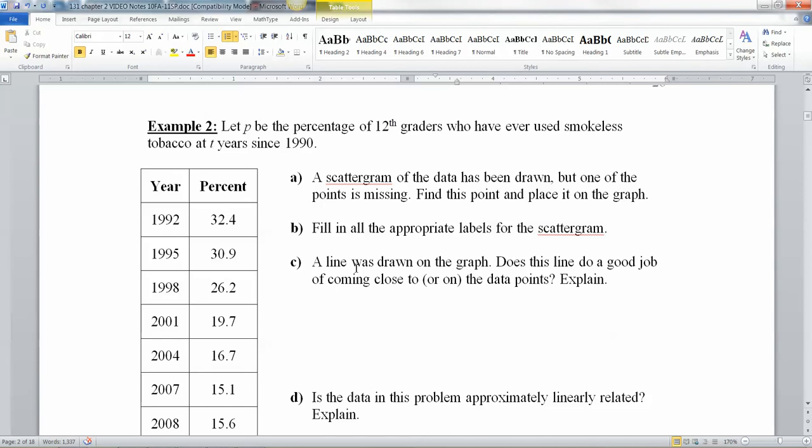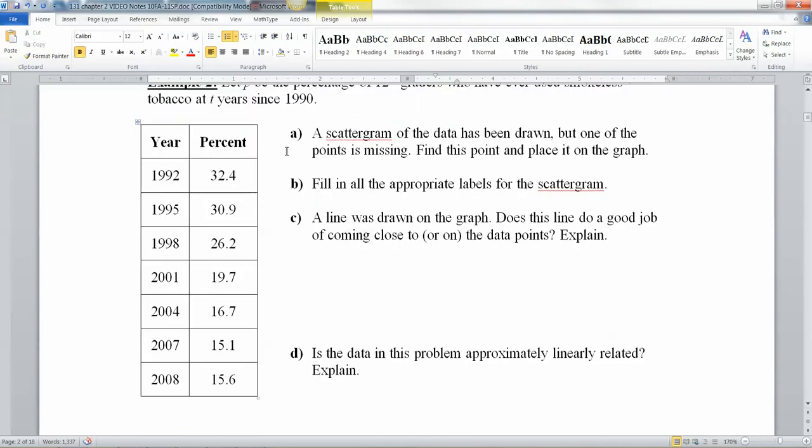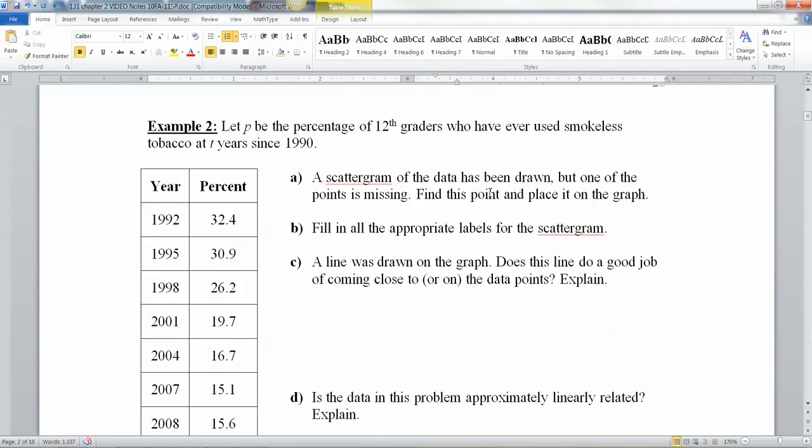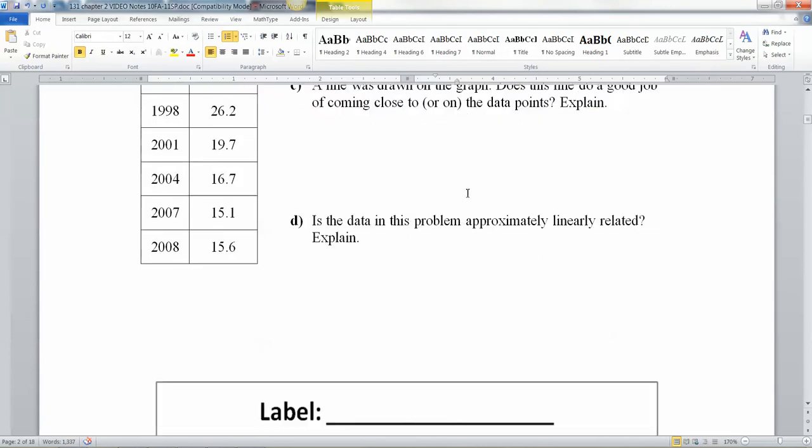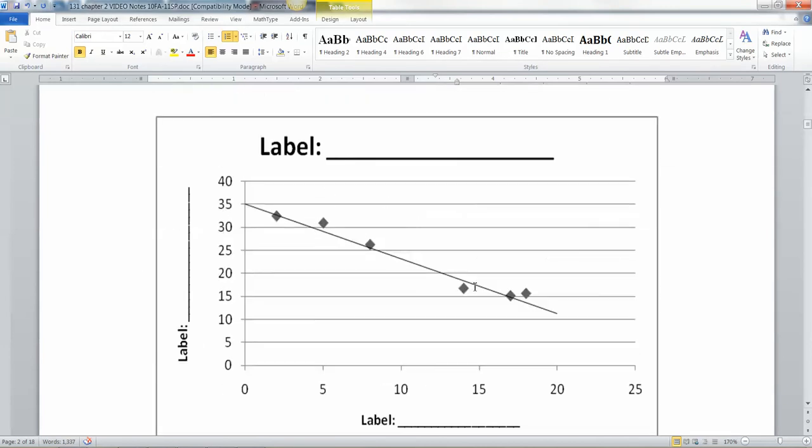All right, so P is the percentage of 12th graders who have ever used smokeless tobacco at T years since 1990. Smokeless tobacco is another word for chewing tobacco, right? You don't set fire to it. It makes no smoke. That's smokeless tobacco. All right, now it's at T years since 1990. It says a scattergram of the data has been drawn, but one of the points is missing. Find the point and place it on the graph. So there it is right there.